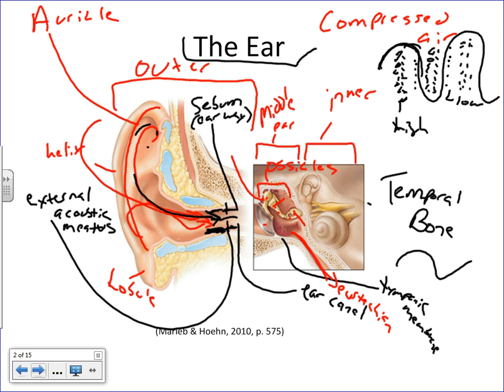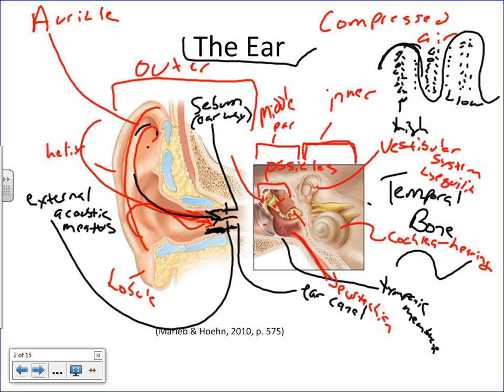And then when you get deep into the temporal bone, deep into the inner ear, now you've got two structures: the vestibular system and the cochlea. The cochlea is the organ for hearing. The vestibular system is essentially for balance and equilibrium, so it's in constant communication with the cerebellum and other parts of the brain so we can maintain proper balance.